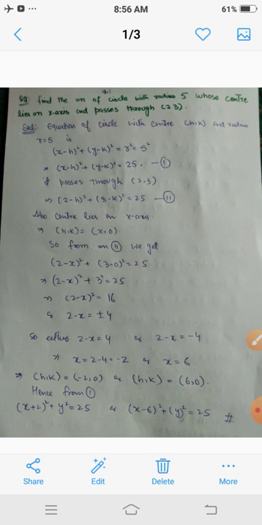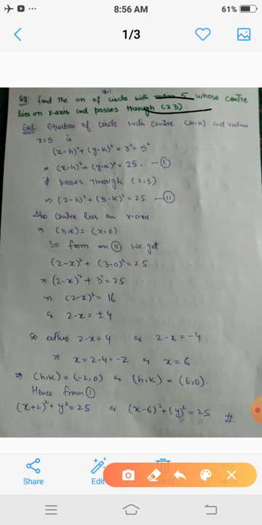Yesterday we discussed the circle, and today we are going to discuss a few problems on the circle: how to find the equation of a circle when the conditions are given. Now the question is: find the equation of a circle with radius equal to 5 and whose center lies on the x-axis, and it passes through the point (2, 3).